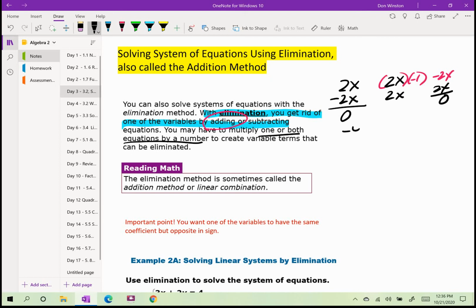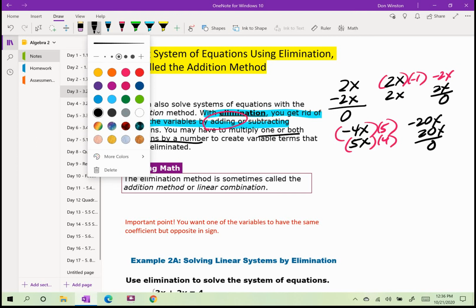Let's say here I had negative 4x and a 5x. The coefficients are different, but the signs are opposite, so that's good. I have a negative 4 and a positive 5. I want to have the same coefficient, but opposite in sign. So what can I do? I can multiply negative 4x by 5, that's the coefficient of the one below. And I can multiply 5x by 4, that's the coefficient of the one above. So now I'll have negative 20x and then 20x. And so when I add, I'll get 0.